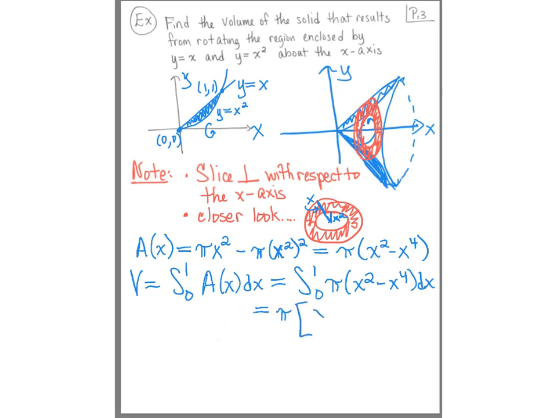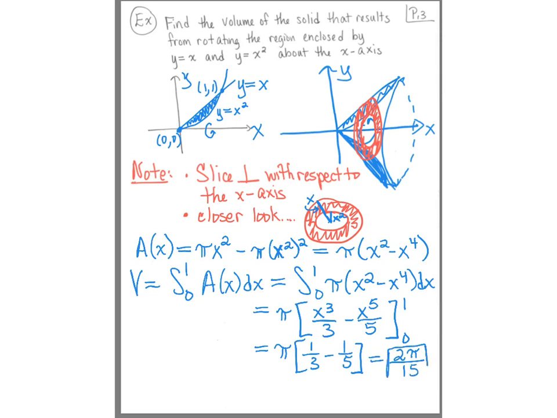You have x cubed over 3 minus x to the 5th over 5, evaluated from 0 to 1. Plug in 1, you get pi times 1/3 minus 1/5. Plug in 0, you get 0. Simplify this and you get 2 pi over 15. So that's the volume of the solid that results from rotating the region enclosed by y equals x and y equals x squared about the x-axis.